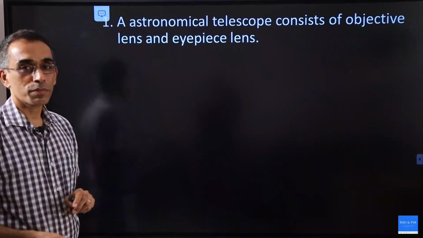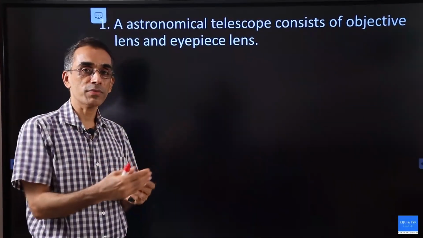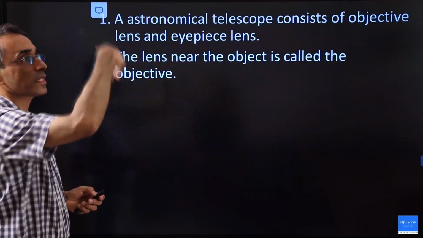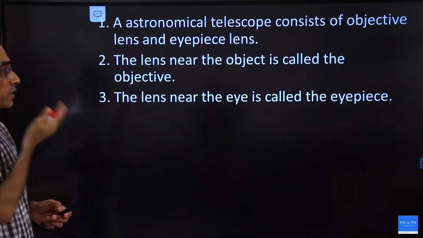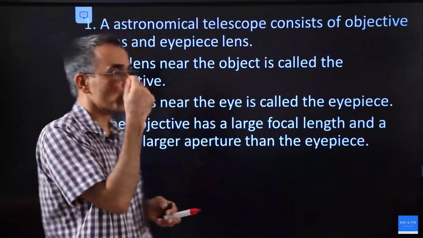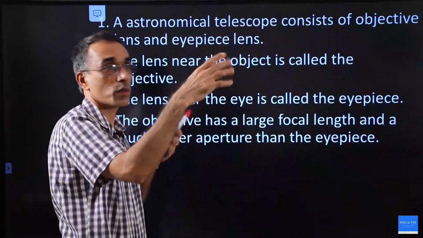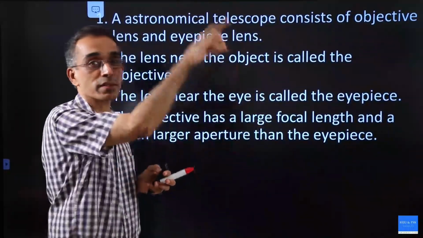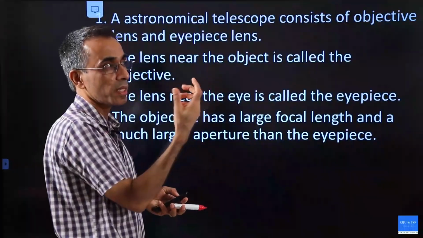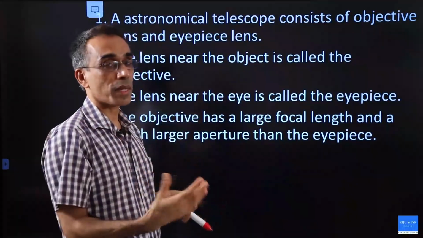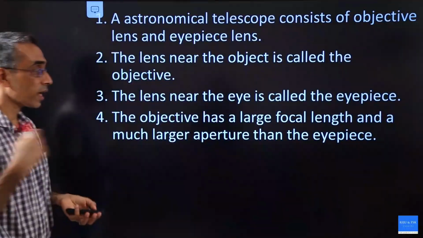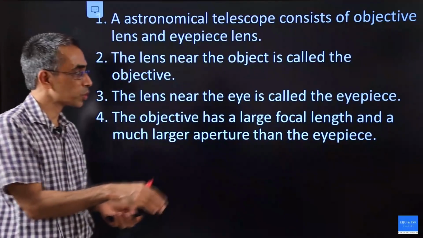An astronomical telescope consists of two lenses, the objective and the eye lens. The one away from you, near the object, is called the objective, and the other one near your eye is called the eyepiece. You have seen binoculars: they have a small lens near your eye but a large lens away from you. That is the objective, and it has a large aperture. Why? Because the objects are at a large distance. If you want to see them clearly, it should have a large light collecting capacity. That's one of the reasons why we use a large aperture for the objective than the eye lens. There is one more reason which you will study in wave optics.